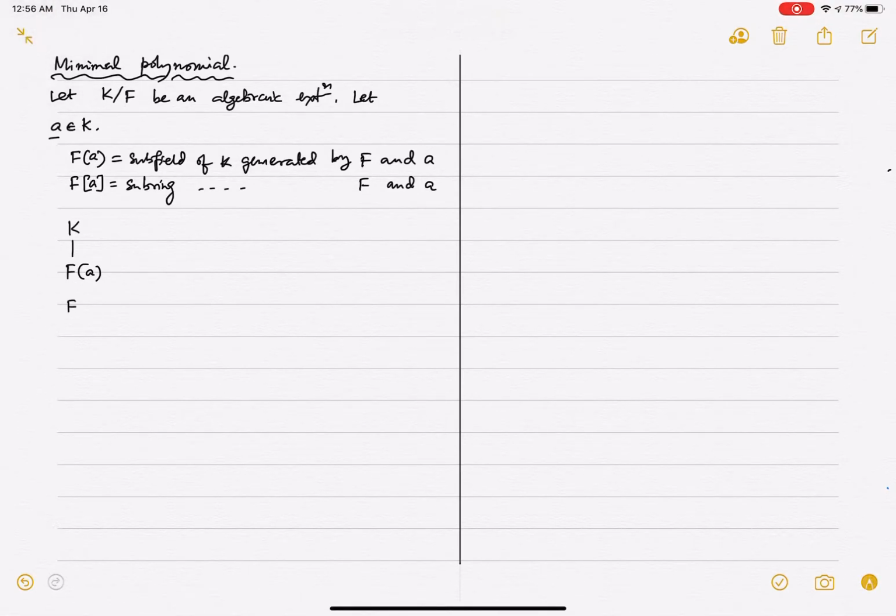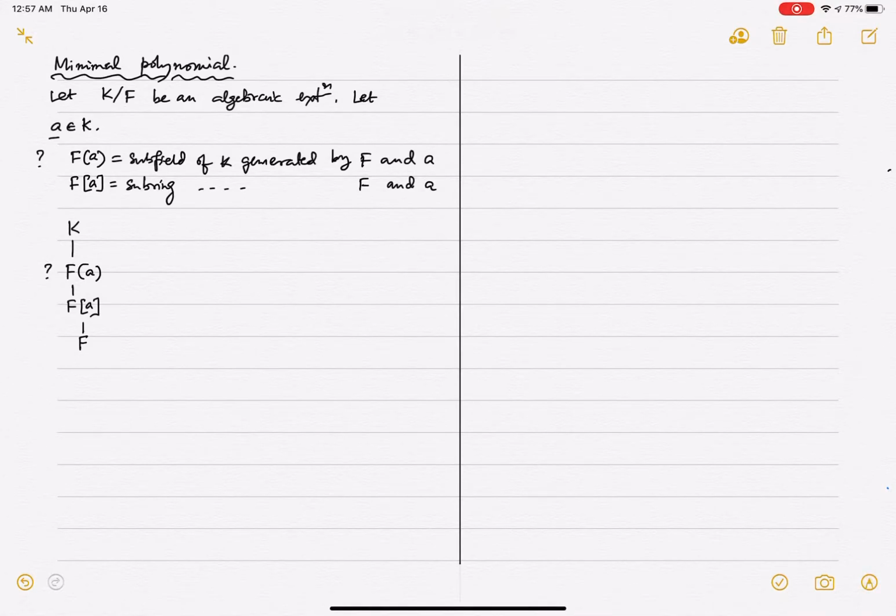I'm also going to let F square bracket a be the subring of K generated by F and a, the smallest subring of K that contains both F and a. So potentially F[a] is smaller than F(a). So we want to know what this looks like.